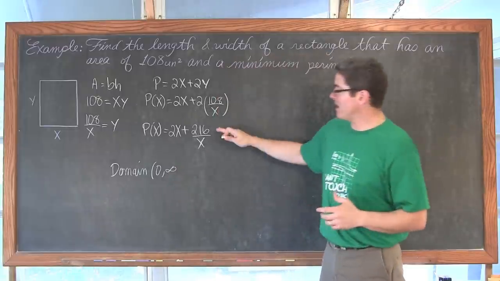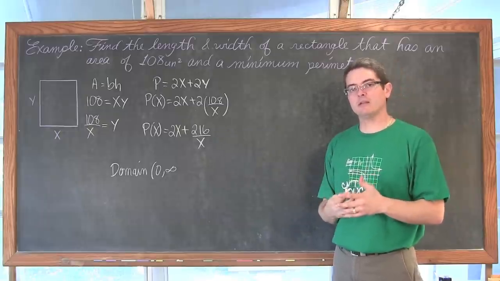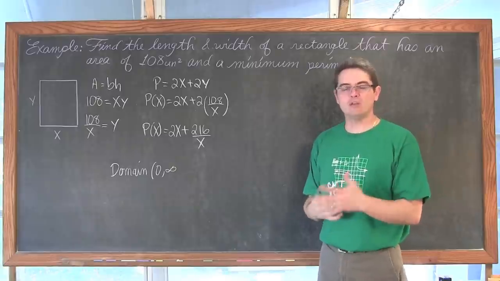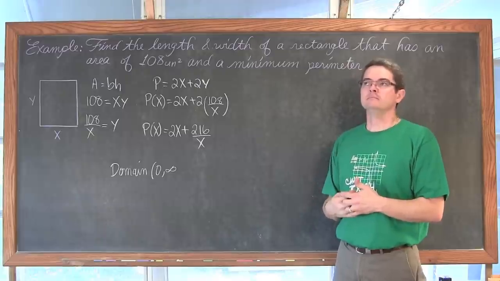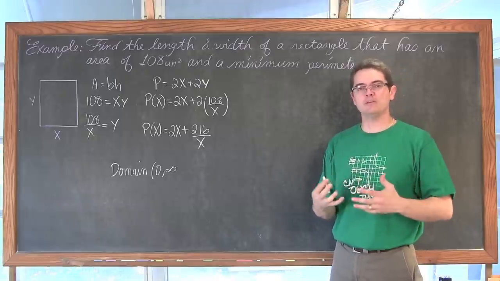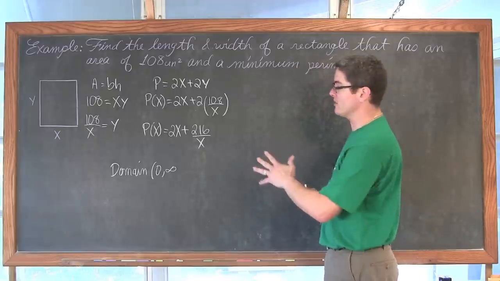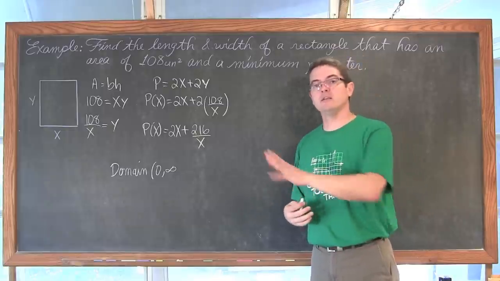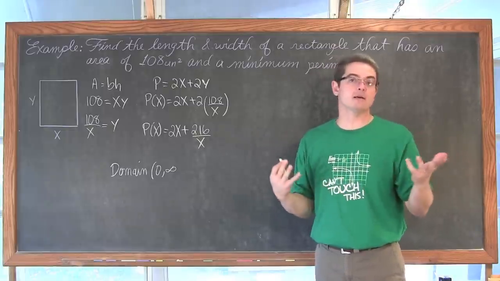Okay, so I want to minimize that perimeter. Minimize means that we want to find the first derivative, and you can use the second derivative if it's appropriate or if it allows you to solve the problem a little bit easier, but I'm going to probably do most of these questions with just the first derivative test. We want to find the derivative, find the critical values, find the intervals where the function is increasing or decreasing, and then use that to identify relative max or mins.